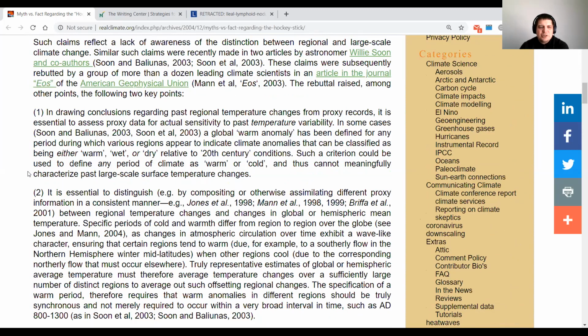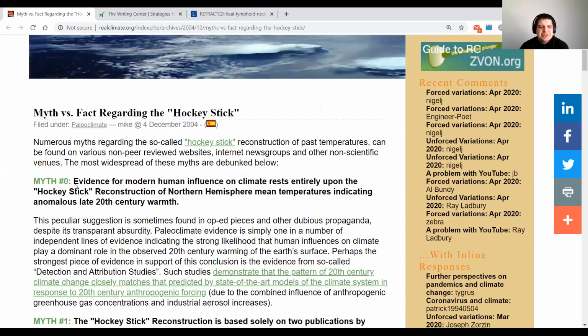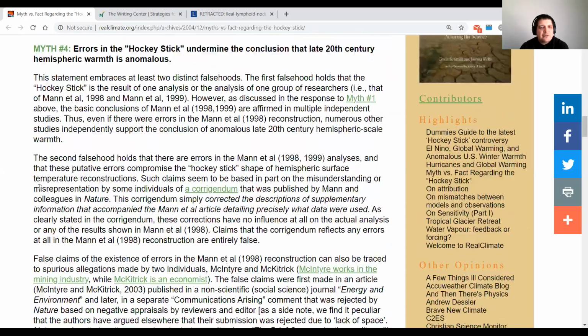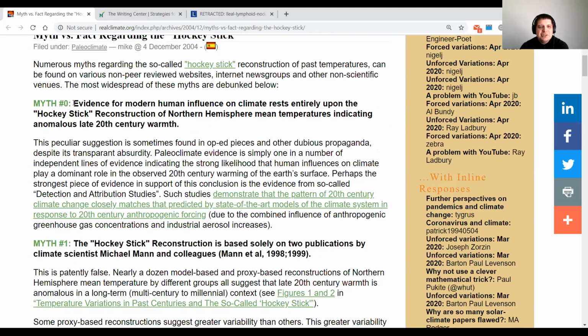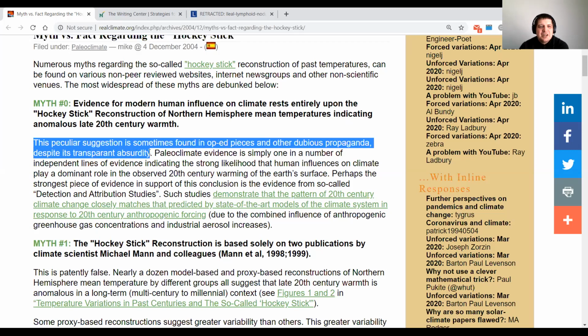And he goes through and he labels them myth 0, 1, 2, 3, and 4. And I want to look at how he does that. So myth 0, this is the they say part of his argument. They say that evidence for modern human influence on climate rests entirely on the hockey stick reconstruction of northern hemisphere mean temperatures, indicating anomalous late 20th century warmth. Now look at how he describes this. This peculiar suggestion is sometimes found in op-ed pieces, so opinion-based, and other dubious propaganda, despite its transparent absurdity.